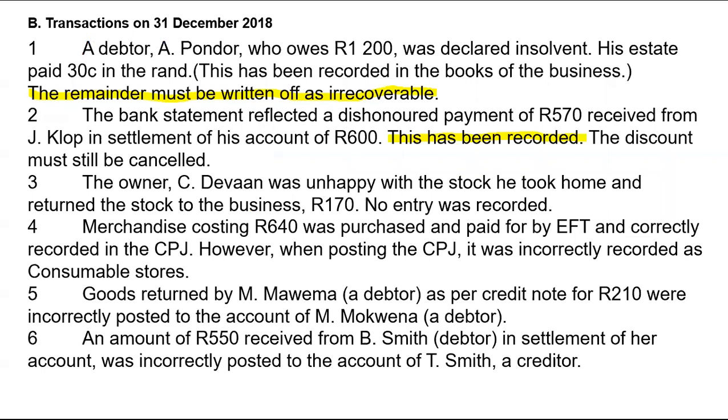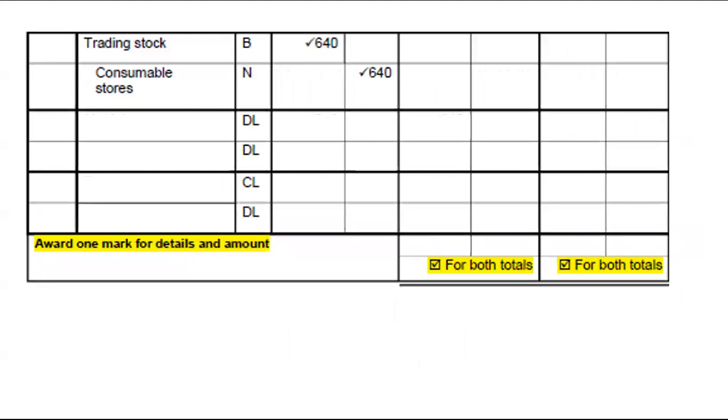On the fifth, it says that goods returned by Emma Wema, a debtor, as per credit note for 210, were incorrectly posted to the account of M. Mugwena, a debtor. Now, goods were returned by Emma Wema. We debited debtors allowances. We were supposed to credit Emma Wema. However, we still debited debtors allowances, but we credited M. Mugwena. So the debit is not wrong. The problem is with the credit. So we are going to debit M. Mugwena and then credit the correct account, which is Emma Wema. Note that this mistake was only made in the debtors ledger. It was not made in the debtors control. Everything was posted correctly. So therefore, debtors control will not be affected. Even if it is affected, the net effect will be zero. Let's move on.